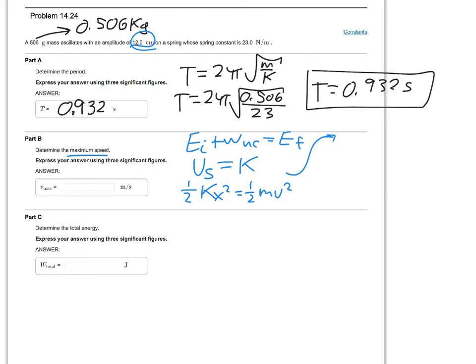We'll continue on here, so 1/2 k, which is 23, that's my spring constant, times x squared, 12 centimeters, or 0.12 meters, and that's going to be equal to 1/2 times my mass, which is 0.506, times v squared. Okay, and so I can go ahead and solve here for my velocity. I end up finding that my velocity here ends up being 0.809 meters per second.